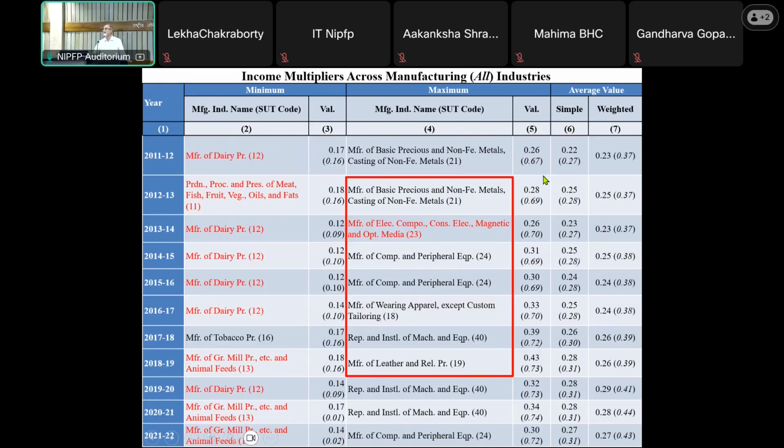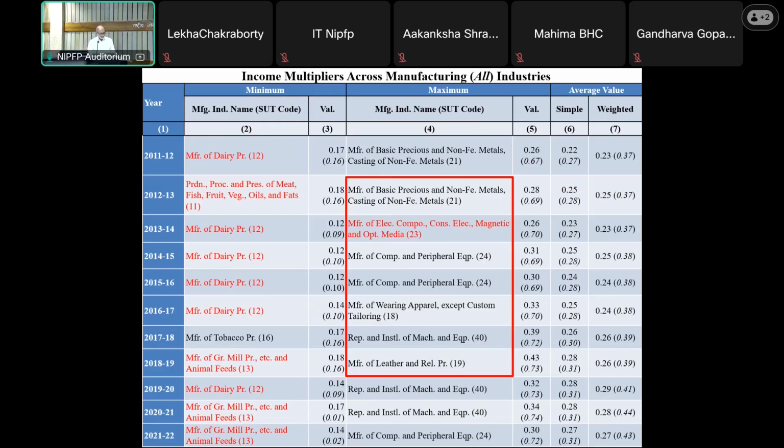significantly lower than the income multiplier across all industries, which means that the manufacturing sector is perhaps more capital intensive. It is not generating as much income as one would have thought. Its output multiplier is far higher than for all industries, but its income multiplier is significantly less than that for all industries. And that is something which should actually be troubling for us.